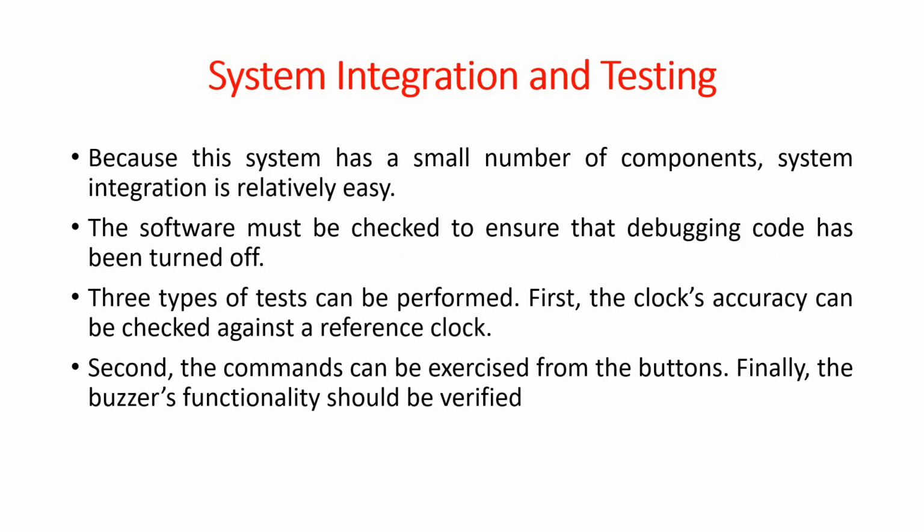So coming to system integration and testing, because the system has a very small number of components, system integration is relatively easy. The software must be checked to ensure that the debugging code has been turned off. Three types of tests can be performed. First, the clock accuracy is checked against a reference clock. Second, the commands can be accessed from the buttons. Finally, the buzzer's functionality should be verified.